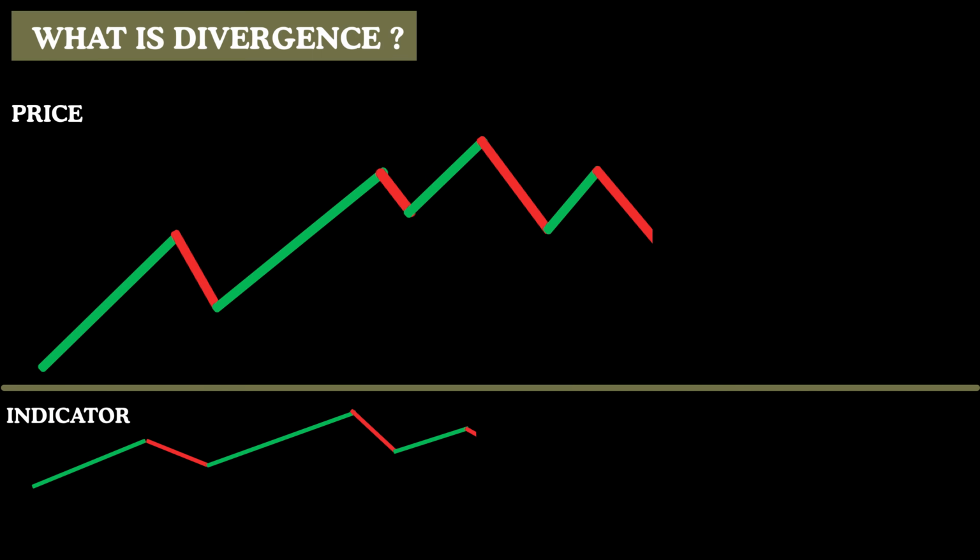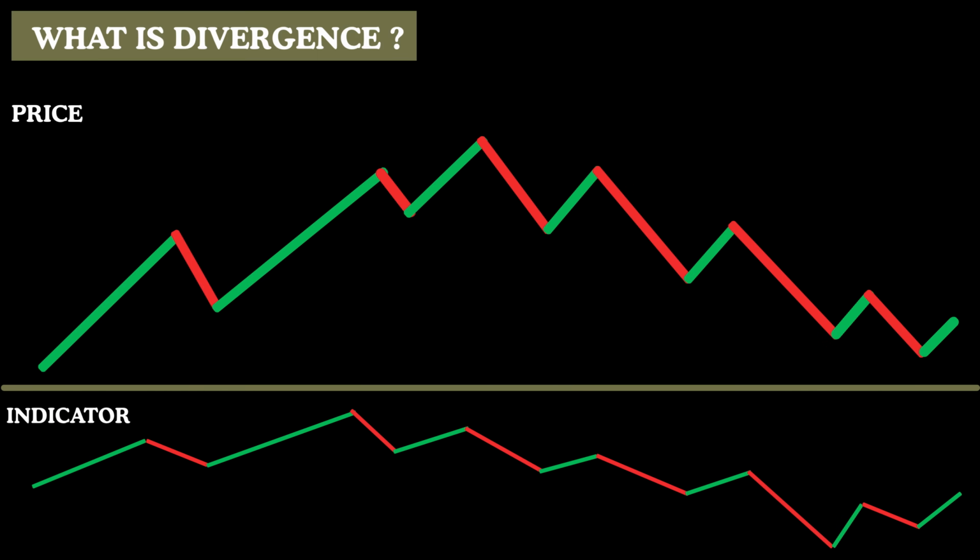What exactly is divergence? When the price action moves in one direction but the indicator signals something different. That situation is known as divergence. Let's break it down with an example.